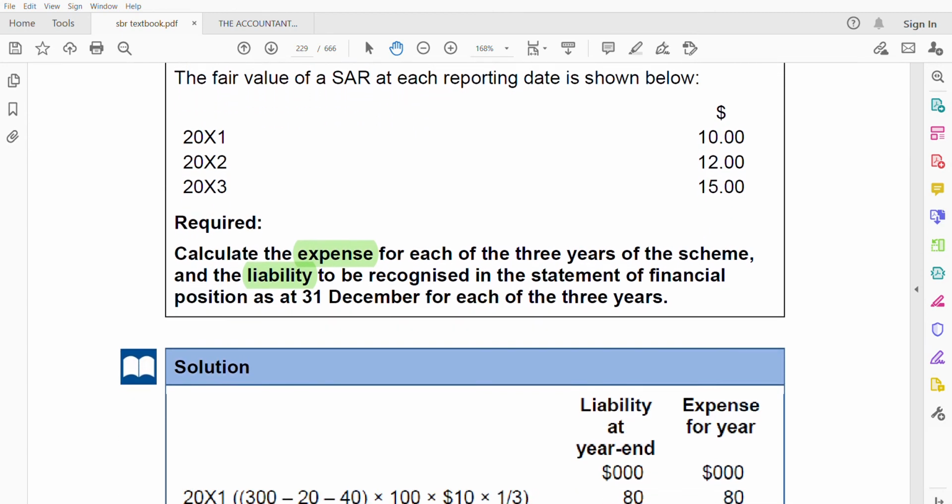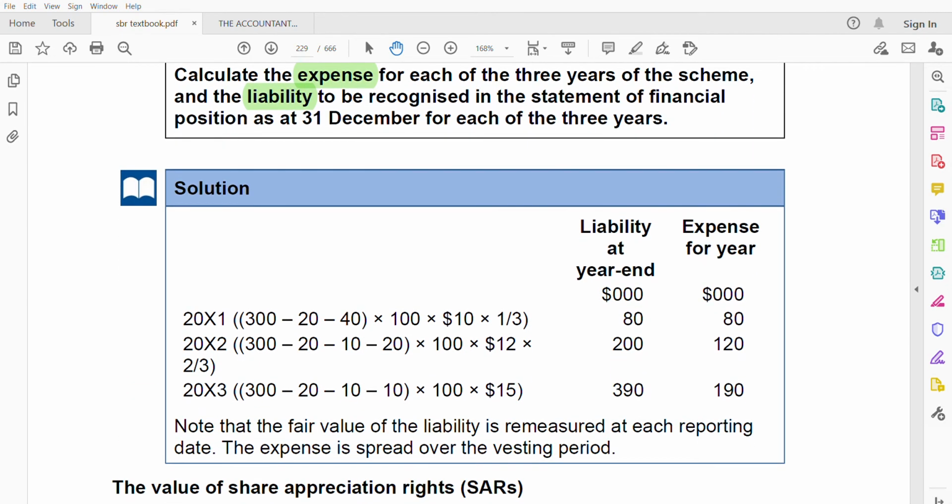So now let us go to the solution. This is how you need to do your work. You will see liability at year end, expense at year end. Definitely you don't have any opening balance, so your expense and liability will be the same in 2001. How did you calculate it?